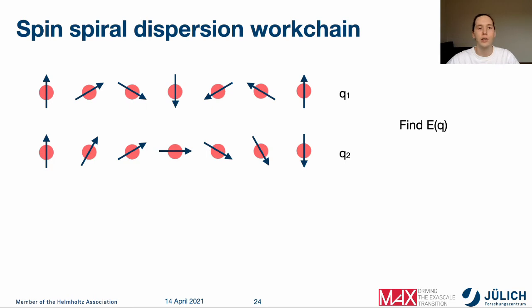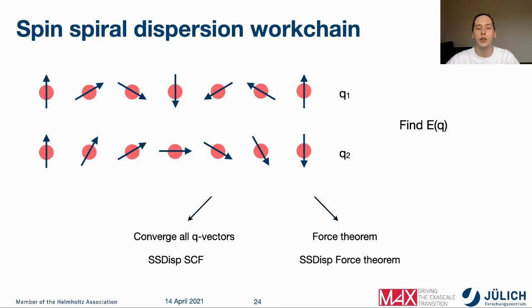Another example of a workchain is the spin spiral dispersion workchain, which basically calculates the energy difference between different spin distributions. There's a spin spiral structure which is defined by a single vector q, and basically we want to know how the energy depends on this vector. And again, similar to the magnetic anisotropy energy workchain, we can calculate it in two ways. First of all, we can converge the charge density for all of the structures that we want to calculate, or we can perform the force theorem calculations that can save us computational power.